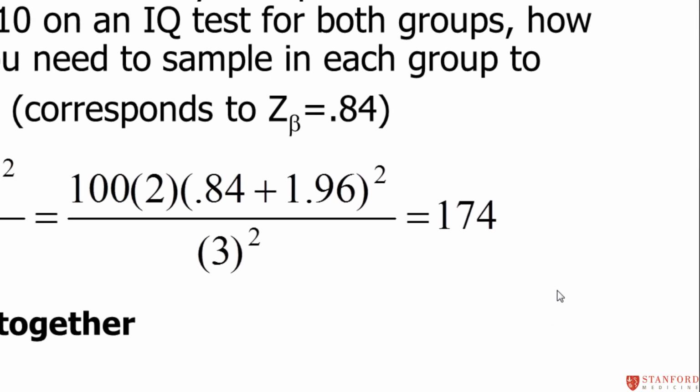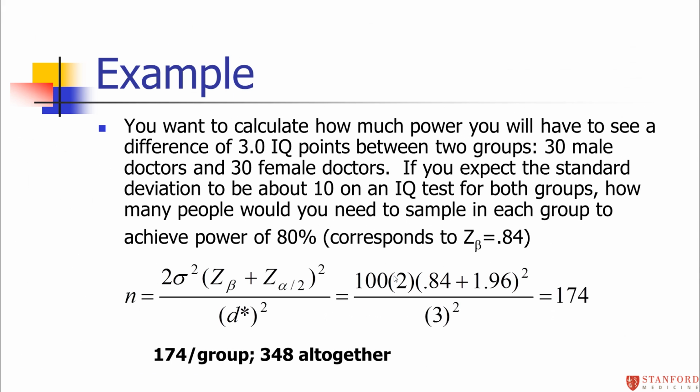I can just take those numbers and plug into the formula here. So 2 times 10 squared is 100, z beta is 0.84, 1.96 corresponds to a 5% significance level. I want to see a difference of 3 points. So just plug into the formula. It tells me that I'm going to need 174 people in each group, so 348 altogether, because that's the size for one group, and I'm going to have two groups here.